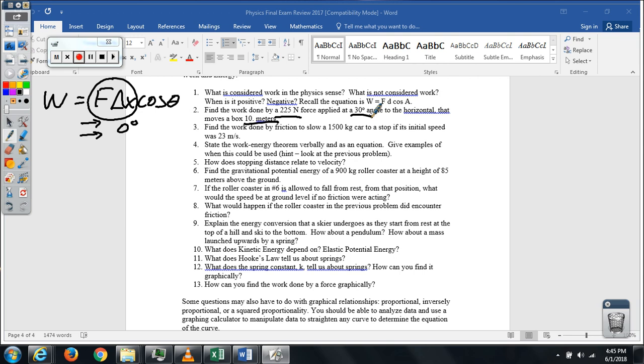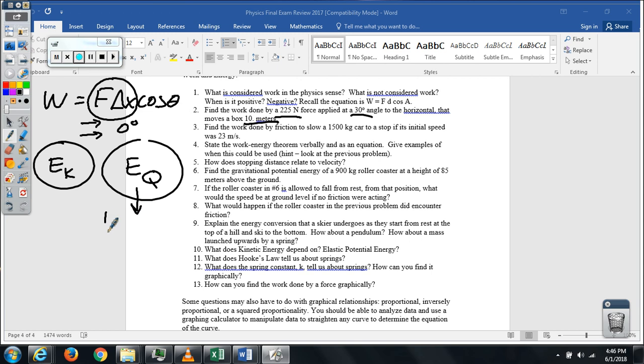If you're trying to find work, here's your force, here's your distance, here's your angle, plug it into the formula. If you want to find the work done by friction to slow down an object with a certain speed, how do you figure that out? Well, the work done by friction: an object that starts out with some speed starts out with KE, and that speed is then turned into heat.